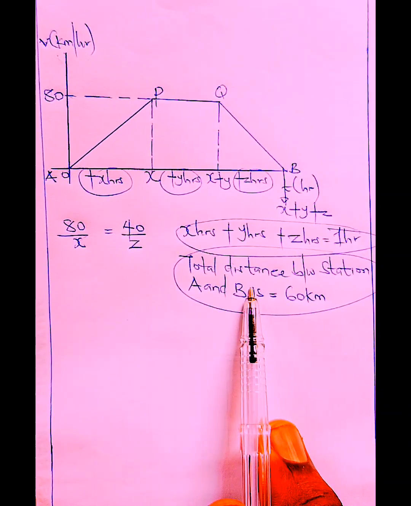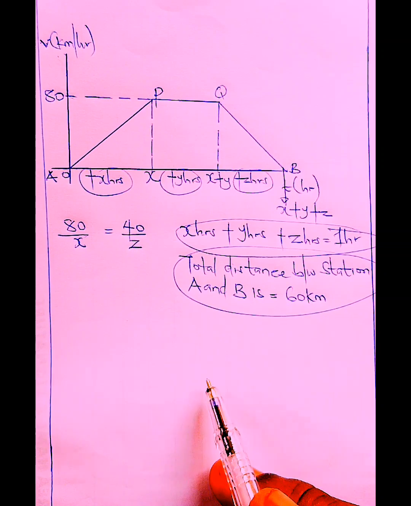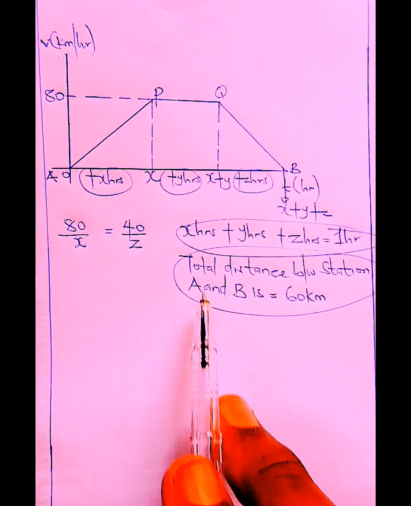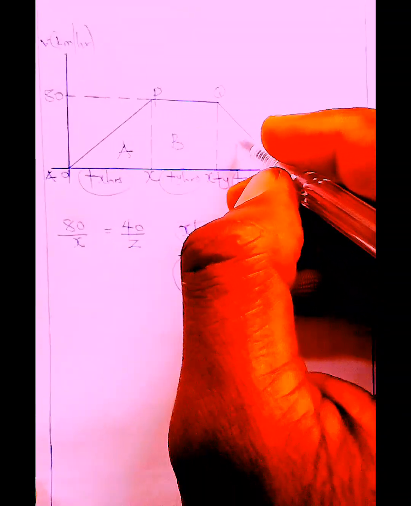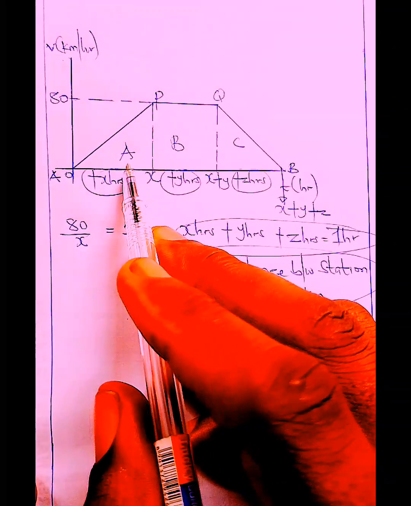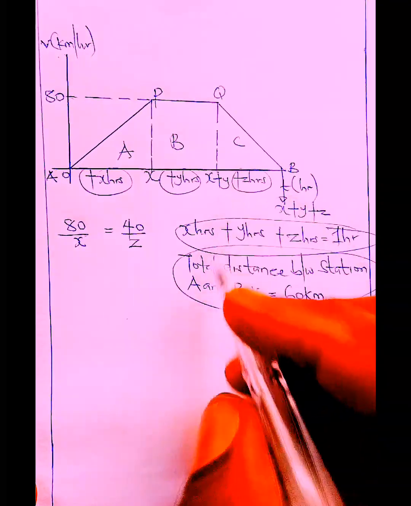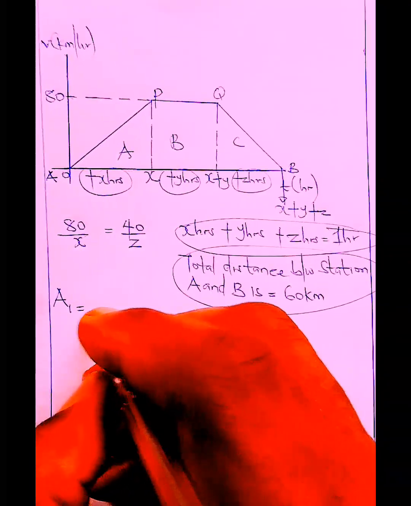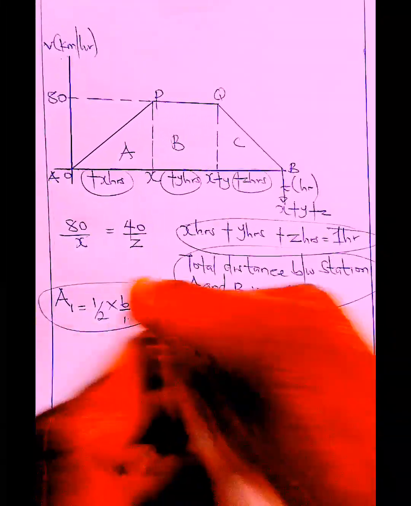So first of all, let's get our total distance. You're going to be getting a couple of equations, so you need your arithmetic ability to be up to average for you to understand what you're about to solve. We have 3 major shapes here: shape A, shape B, and shape C. Shape A is a triangle, shape B is a rectangle, shape C is another triangle. So first of all, area 1 is half of the base times height.